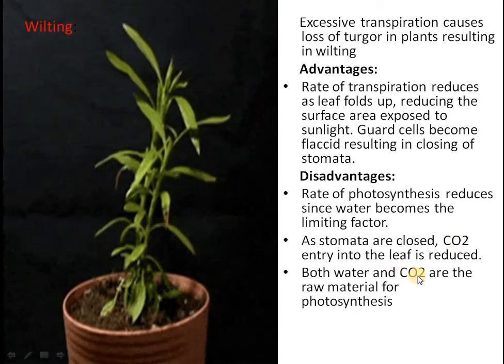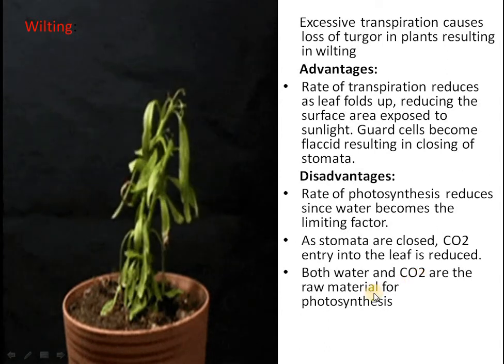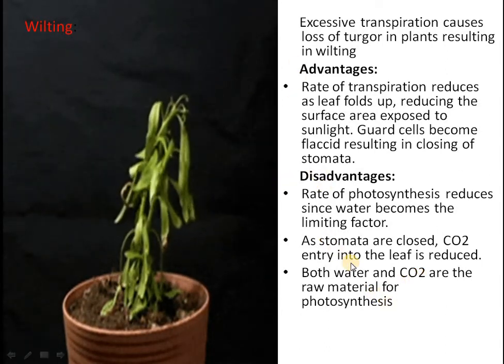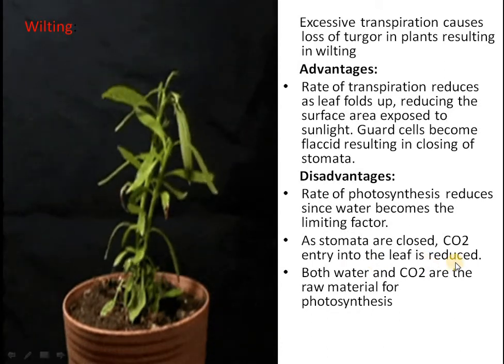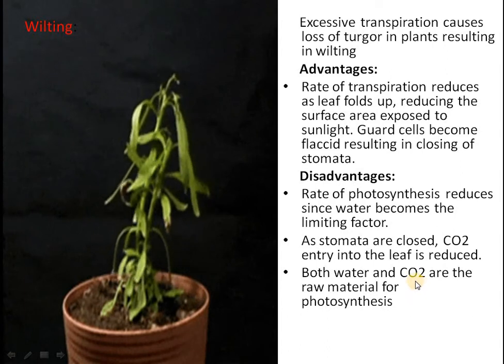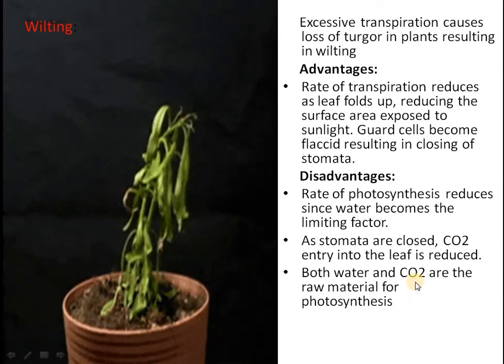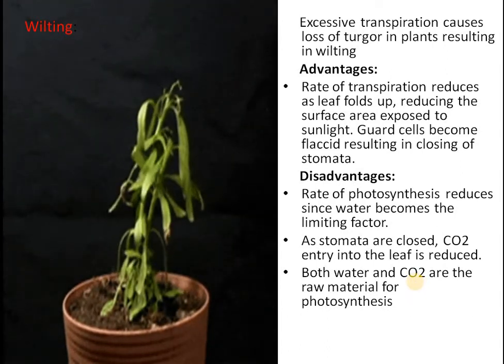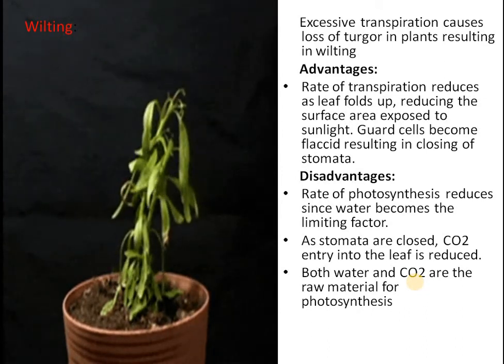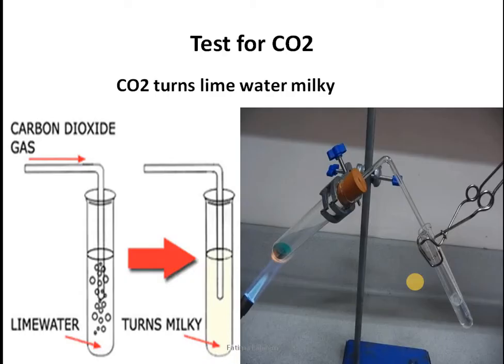Both water and carbon dioxide are actually the raw material of photosynthesis. Whenever the plant wilts, it will reduce the entry of water and will limit the availability of water, and also closes the entry of carbon dioxide into the plant, leading to reduced photosynthesis. Now let's see the test for carbon dioxide.